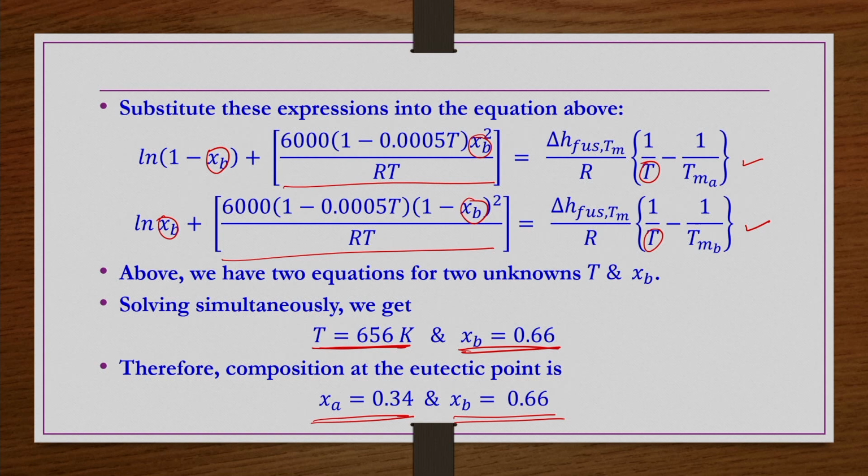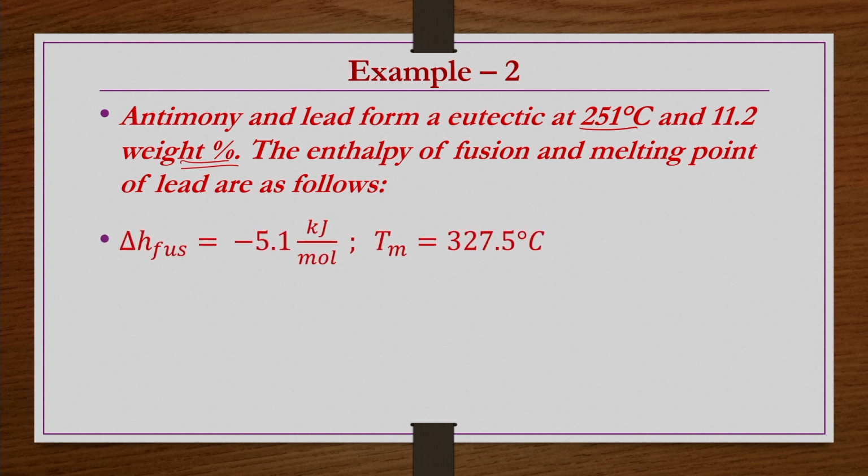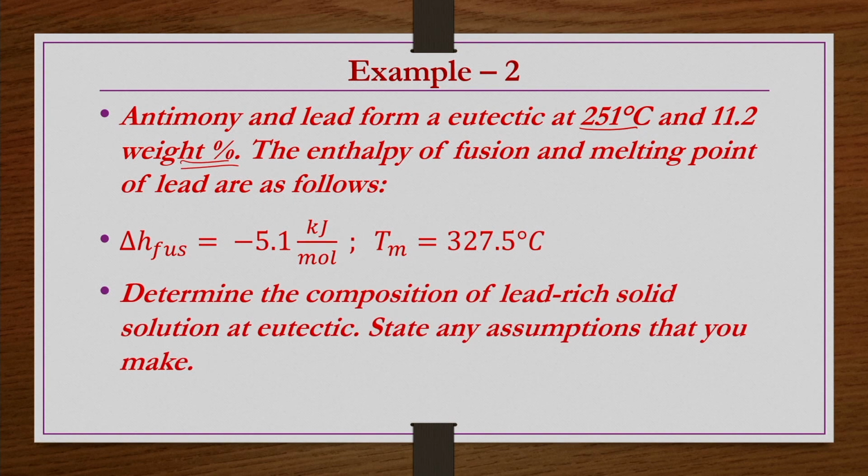Now, we take another example problem. Antimony and lead form a eutectic at 251 degree centigrade, so the temperature is given, and 11.2 weight percent antimony. The enthalpy of fusion and melting point of lead are as follows: for lead, delta H fusion is minus 5.1 kilojoule per mole, and the melting point is 327.5 degree centigrade. Determine the composition of lead rich solid solution at eutectic. State any assumptions that you make.